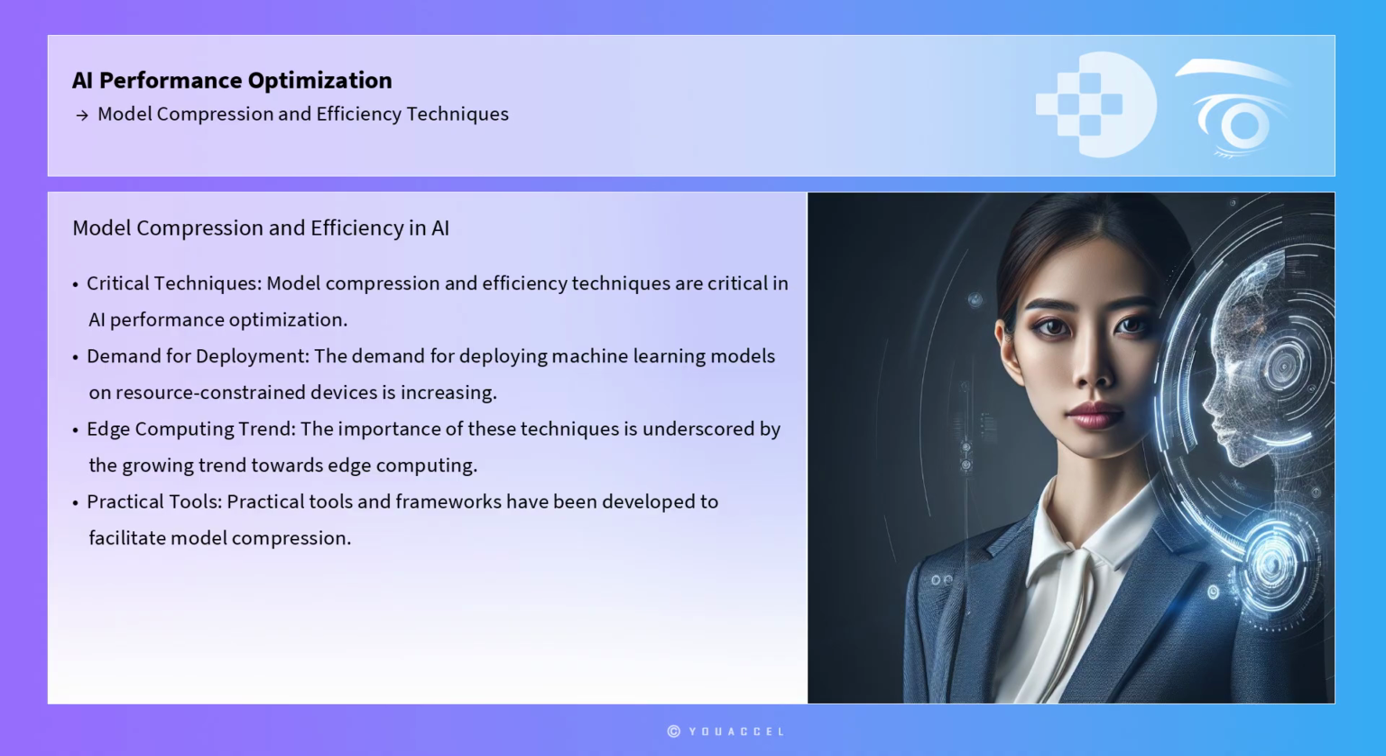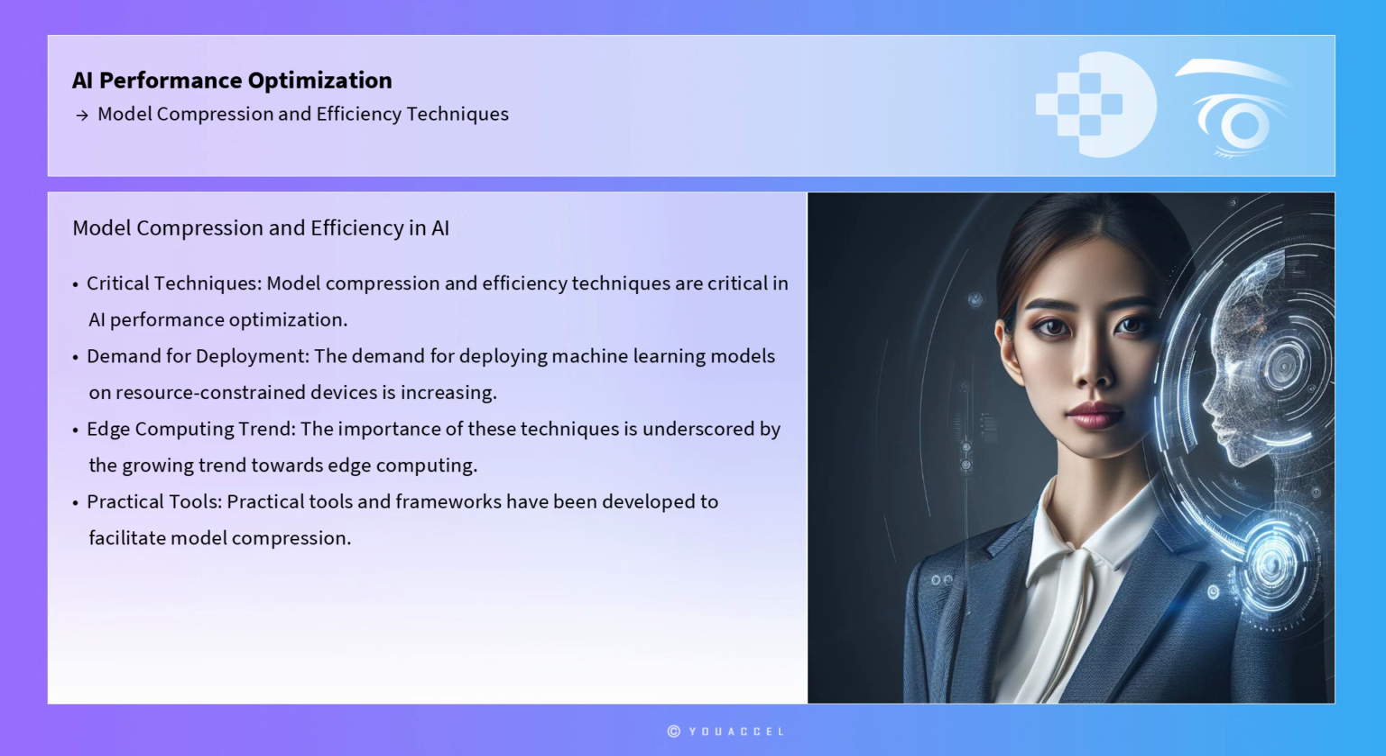Model compression and efficiency techniques are critical in AI performance optimization, especially as the demand for deploying machine learning models on resource-constrained devices increases. These techniques aim to reduce the computational and storage requirements of machine learning models while preserving their accuracy. The importance of these techniques is underscored by the growing trend towards edge computing, where models must operate efficiently on devices with limited processing power and memory.